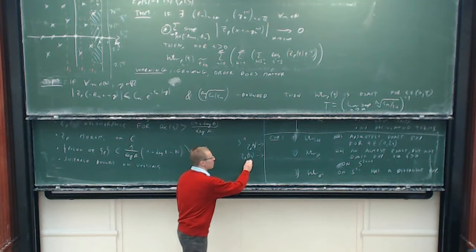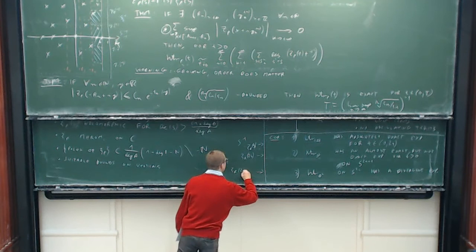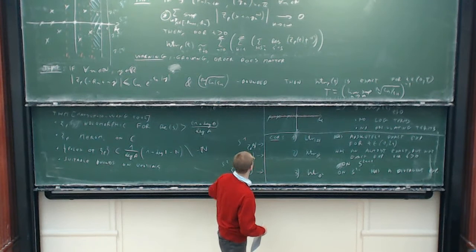And here, for S2, you will have the Riemann zeta function on the modified argument. So, okay, I can show you on the picture here.